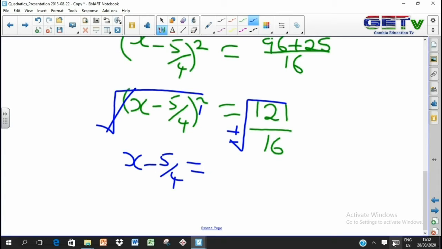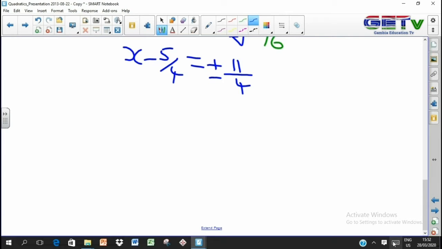If you press on your calculator the square root of 121, that's going to give us 11, over the square root of 16, which is 4. Meaning the square root of 121 divided by 16, all in a root, will give us 11 all over 4. Now we have an equation with two signs, so we are going to work them one after the other. I start with the negative sign. x minus 5/4 equals to negative 11 all over 4.